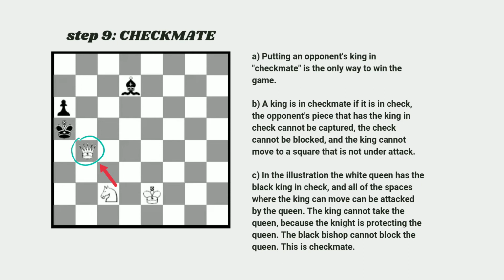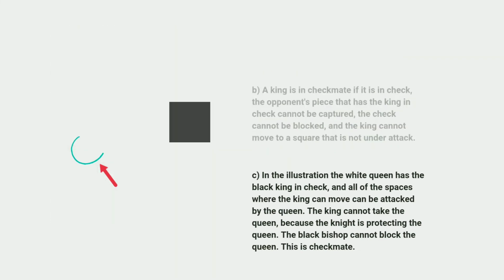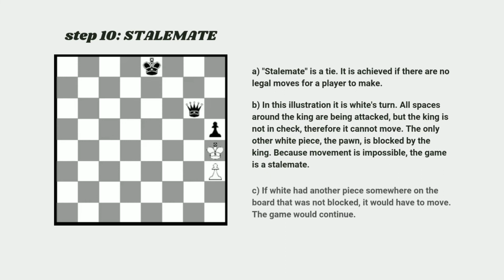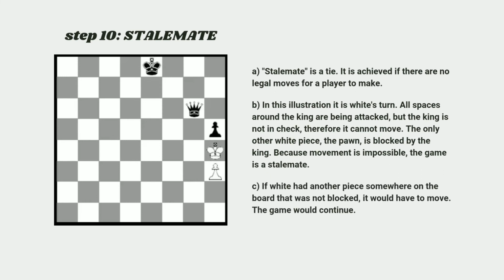In the illustration, the white queen has the black king in check, and all the spaces where the king can move can be attacked by the queen. The king cannot attack the queen because the knight is protecting the queen. The black bishop cannot block the queen. This is a checkmate. Last but not least, step 10, the stalemate.